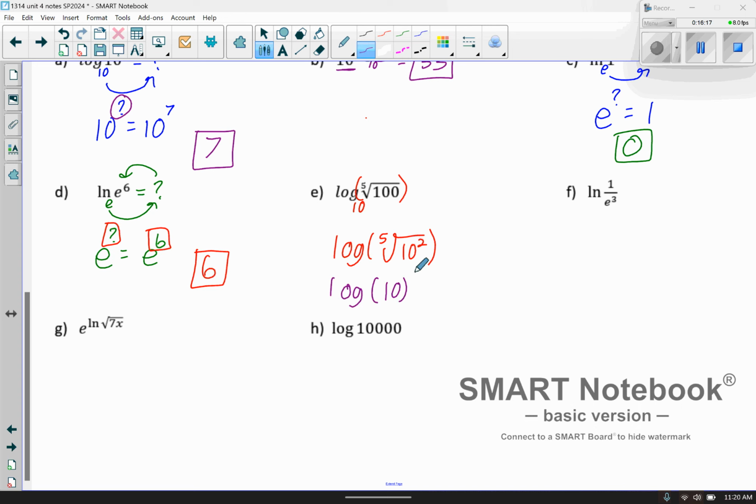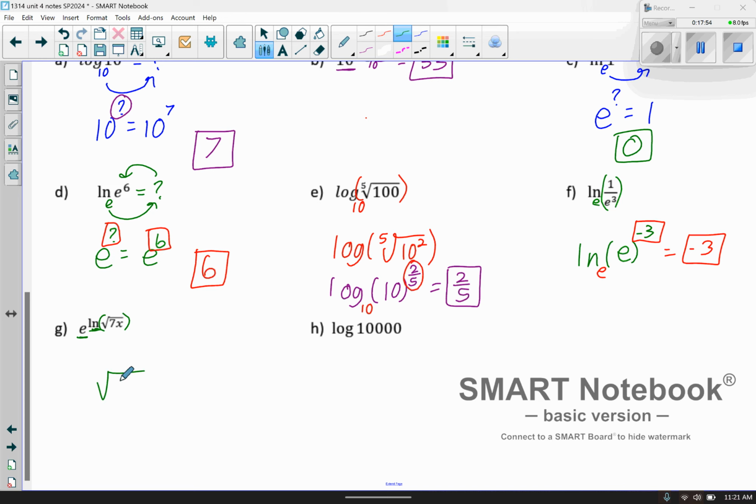Okay, and on example G, this is going to be one of those that, once again, try not to overthink it. You have a base e raised to a natural log, which is base e, so it simplifies into what's being evaluated, which is going to be the square root of 7x. That is the answer right there.